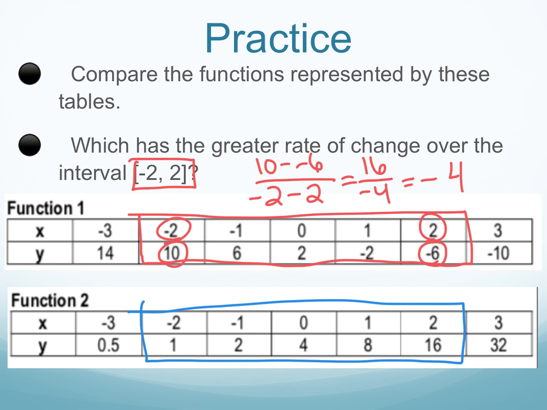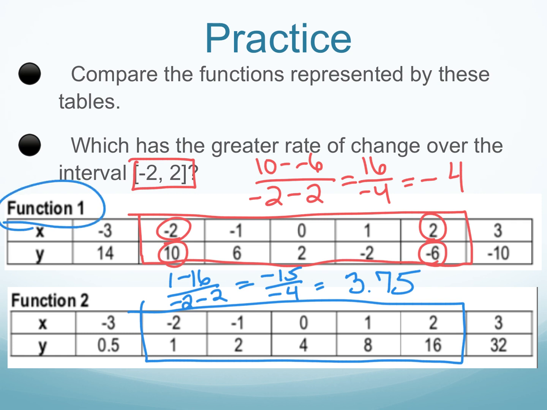For function 2, my y goes from 1 to 16. So I have 1 minus 16 over negative 2 minus 2. So that gives me negative 15 over negative 4, which gives me a positive value of 3.75. Okay? So I can tell that function 1 has a greater rate of change. So when we compare rate of change, we are looking at the absolute value. It is decreasing, but it's decreasing much faster than function 2. Okay, so go ahead and complete your work and see me in class if you have any questions.